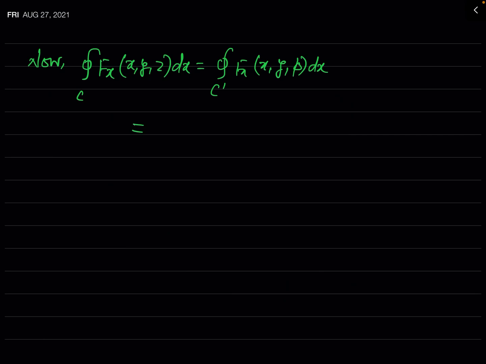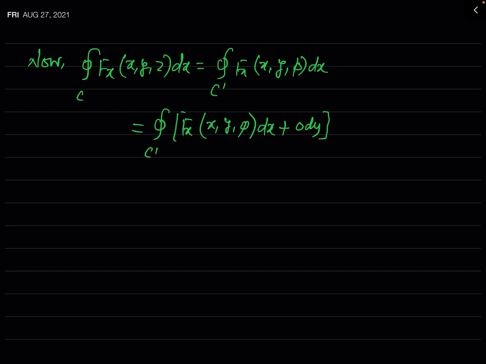Now let us simplify the RHS of this equation. You can write it as the integral along C prime of fx of x, y, phi dx, and plus, since there is no term containing dy, you can write this expression as 0 plus 0 dy. It will not make any difference in our result. So we have added 0 dy.